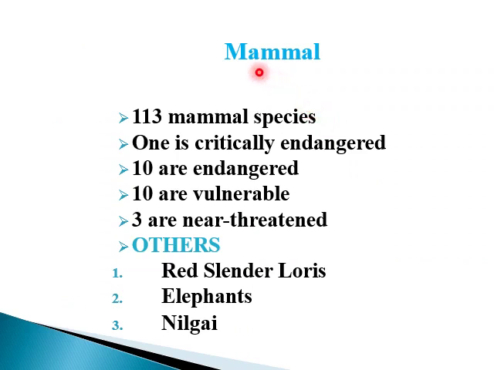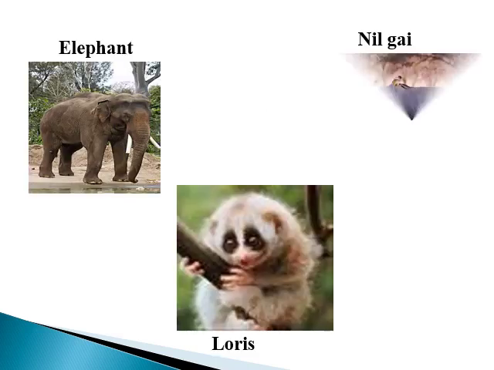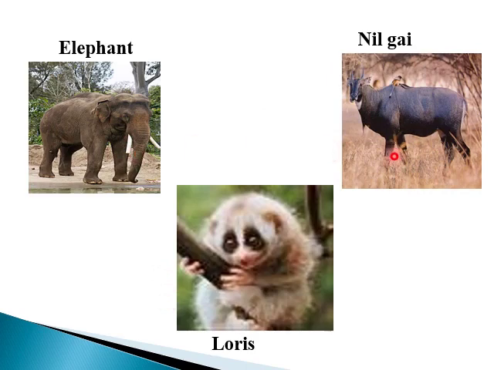Now we are going towards the mammals. There are about 113 different species of mammals present in the Sinhalese subregion. Of these 113 species, one is critically endangered, 10 are endangered, 10 are vulnerable, and about 3 species are nearly threatened. Other than these, the red slender loris, elephants, and nilgai are common. Here you can see the picture of the elephant, nilgai, and loris that are common in these areas.